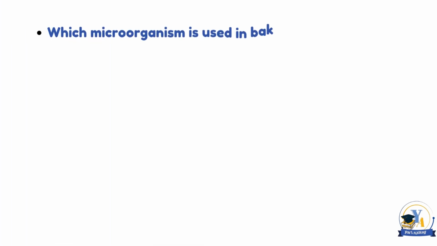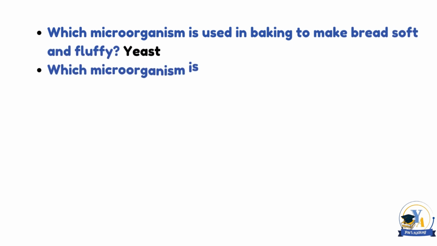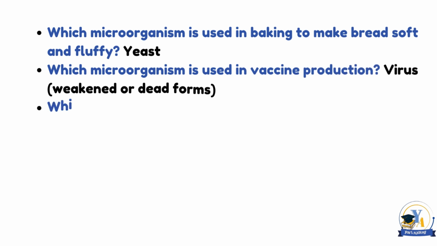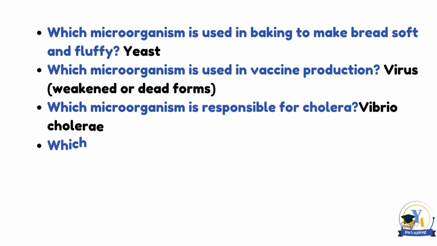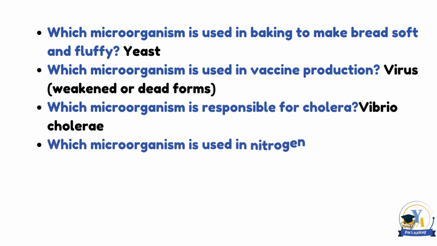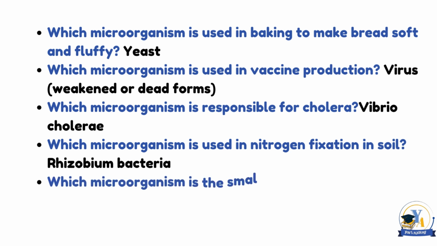Which microorganism is used in baking to make bread soft and fluffy? Yeast. Which microorganism is used in vaccine production? Virus, weakened or dead forms. Which microorganism is responsible for cholera? Vibrio cholerae. Which microorganism is used in nitrogen fixation in soil? Rhizobium bacteria. Which microorganism is the smallest in size? Virus.